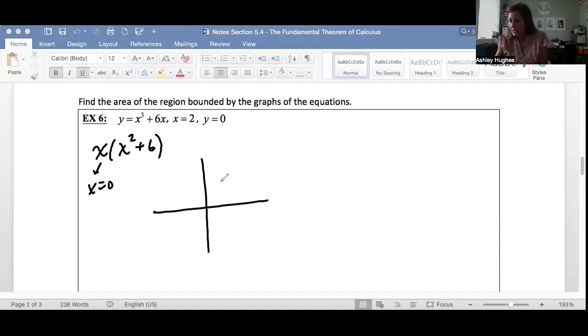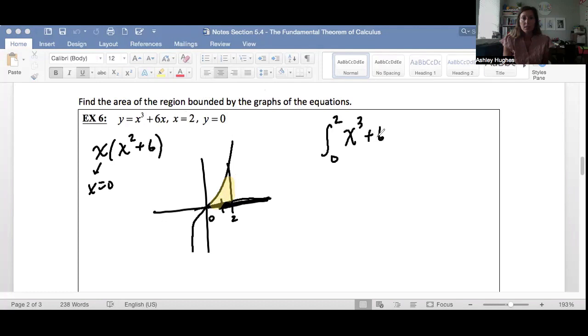All right, so it's pretty steep. Very steep. It's kind of hard to draw. It's like, okay, from y equals 0, so that's this line here. And x equals 2 would be a vertical line right here. So we're trying to find this area, which basically is giving us the bounds from 0 to 2. So we want to find the area underneath that curve from 0 to 2. And so we're going to write our integral. It would be the integral from 0 to 2, x cubed plus 6x dx.